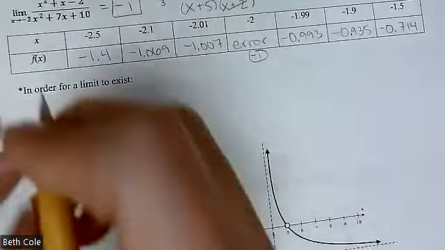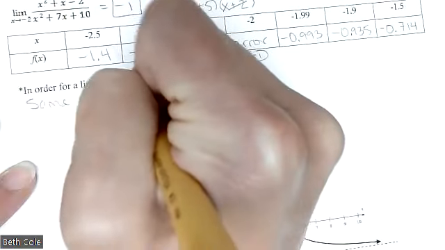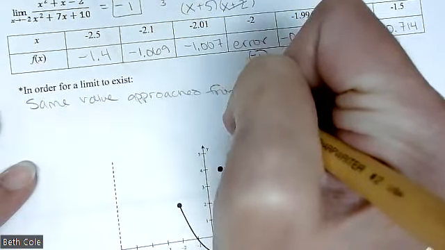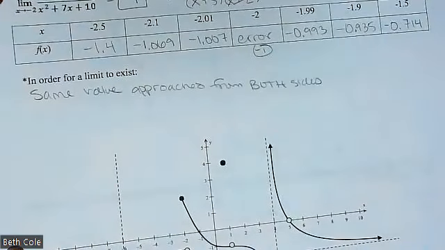So in order for a limit to exist, the same value is approached from both sides. If one side goes to one place and the other goes to another, then there isn't a limit. We would say DNE, the limit does not exist.